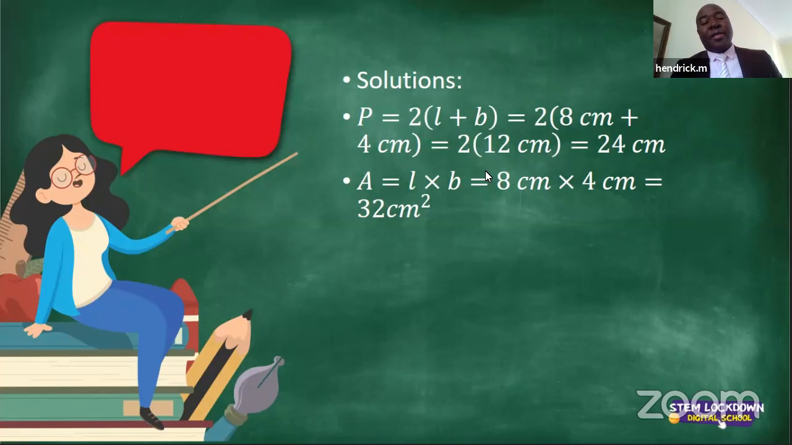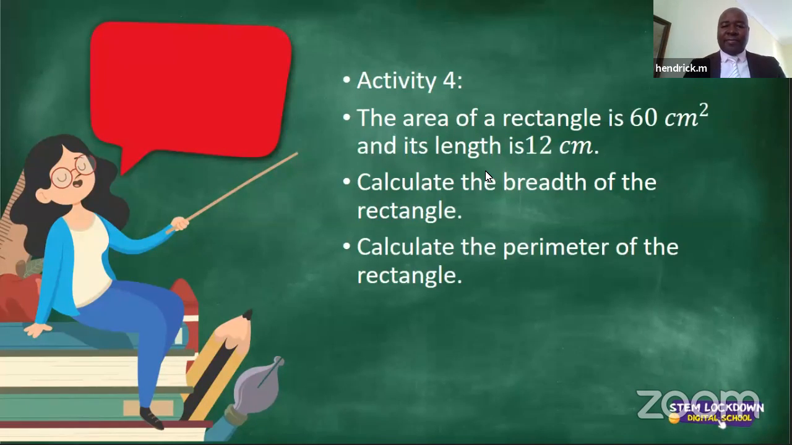In the same note, to calculate the area is length times breadth, that is L multiplied by B. The length is 8 centimeters multiplied by 4, and 8 times 4 is 32. So the area of the rectangle will be 32 square centimeters. We will proceed to the next slide, unless there's any question.